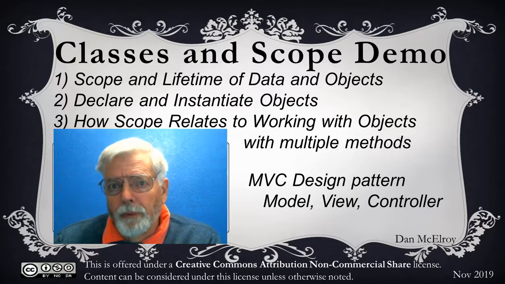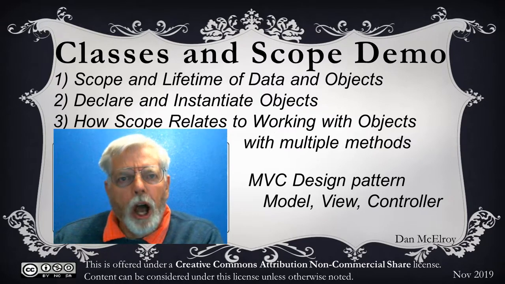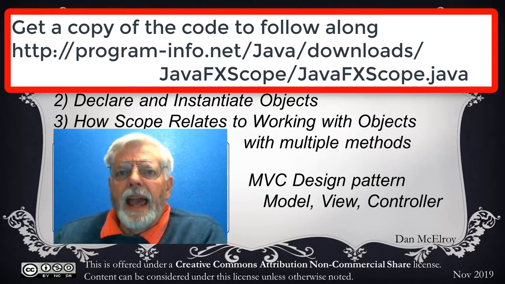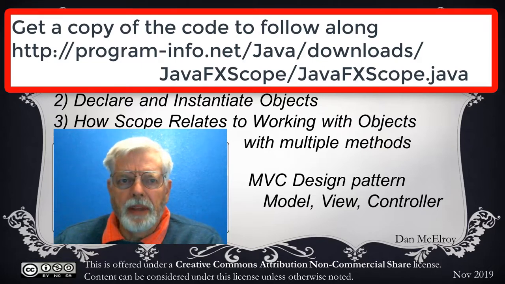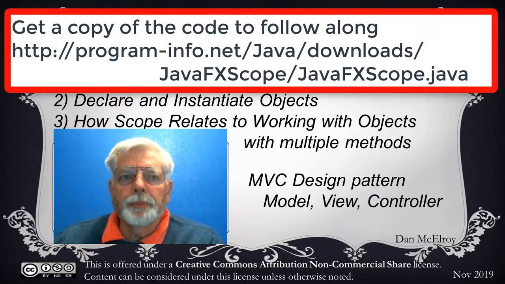We start with a review of scope and visibility and how to declare and instantiate objects. There are a couple of important concepts that need to be understood when working with objects that need to be accessed from different subroutine methods. The Model View Controller Design Pattern, also known as MVC, is discussed.